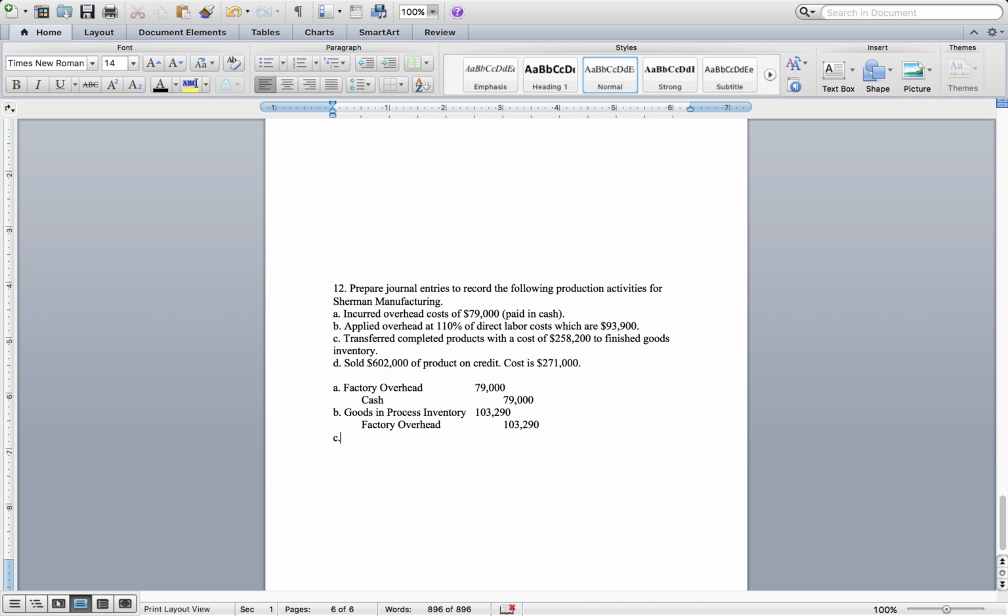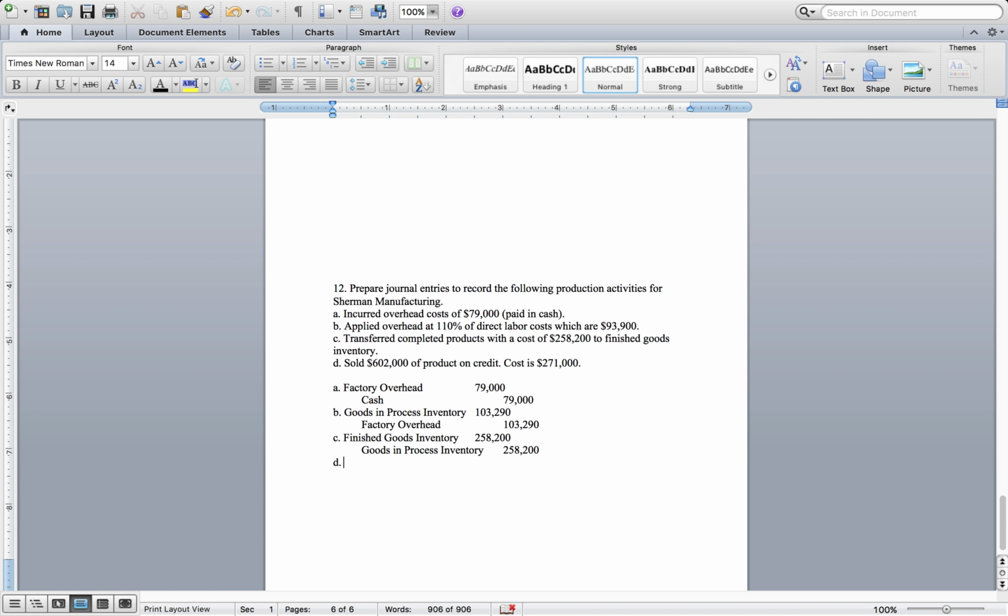That says transferred completed products at cost of $250,200 to finished goods inventory. So again here, they're actually going to finished goods, so we're going to increase finished goods. So we're going to debit finished goods inventory by the full amount, which is 258,200. Okay, and where did it come out of? Well, it came out of goods in process inventory. That's going to be decreased by the same amount, 258,200.